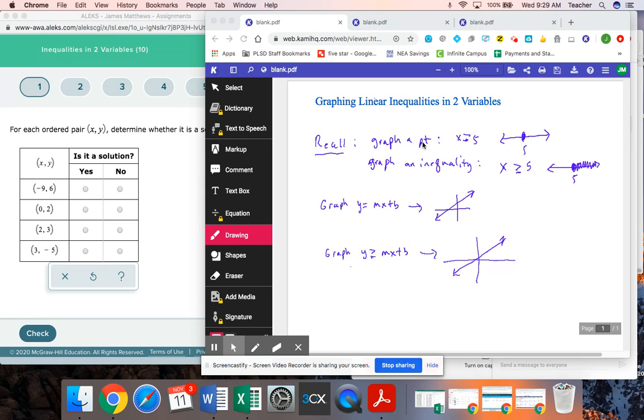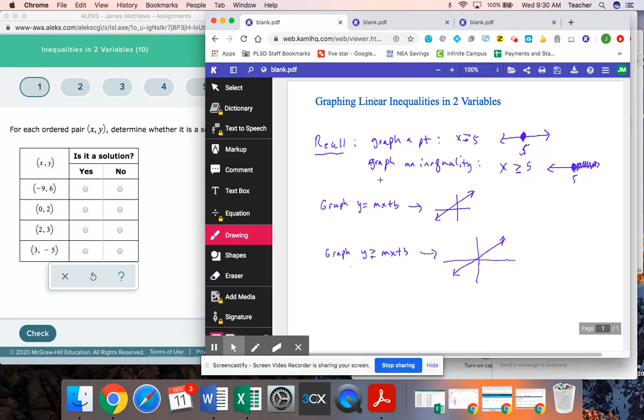If I asked you to graph a point, let's just call it x equals 5, on the number line where we get the 5, we would expect to see an actual point there, right? And so at 5 on the number line, you would get a point. You can just put a dot there.